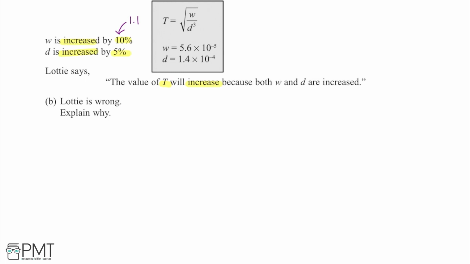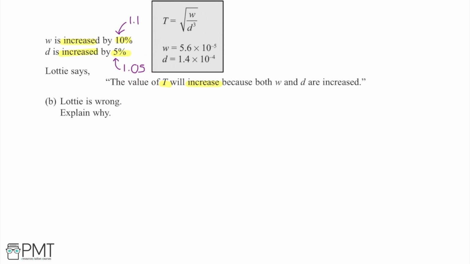Similarly, for d, d is increased by 5%, that's the same as multiplying by a scale factor of 1.05. So this 0.05 gives us the 5% increase, and then the 1 shows that we're taking that from the original value. So we're taking all of the original value and adding on 5% of it. We're told that Lottie says the value of t will increase, so we need to see if this is actually the case. So we can do this by using the scale factors that we've calculated here.